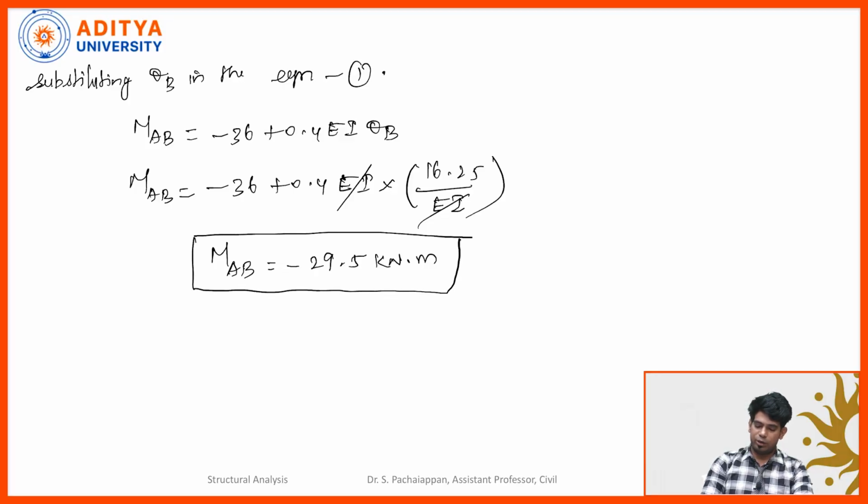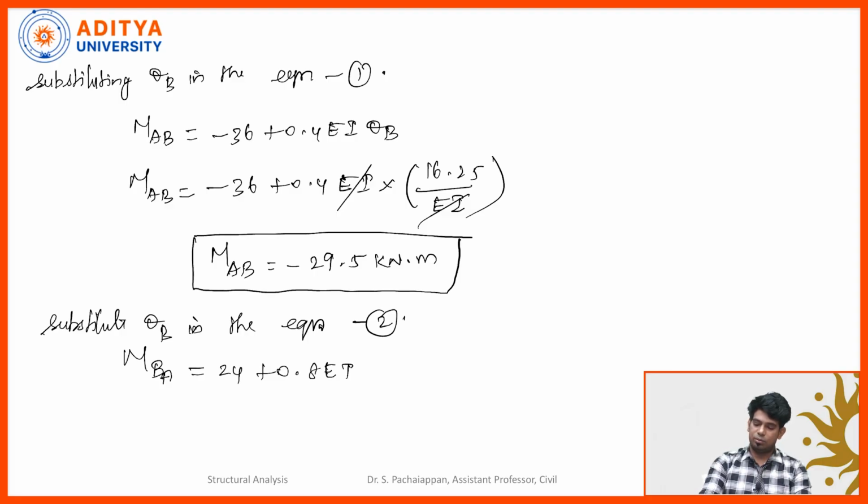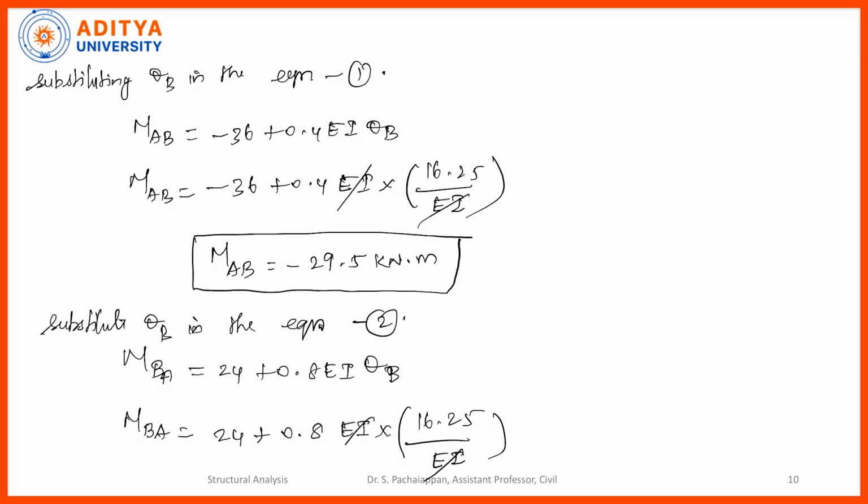In a similar way, I am going to substitute theta B in the second equation now, equation 2, which is MBA. So, MBA equal to 24 plus 0.8 times EI into theta B is our second equation. Let us substitute theta B as 16.25 divided by EI. So, EI will get cancelled. So, we will have MBA equal to 37 kilonewton meter.